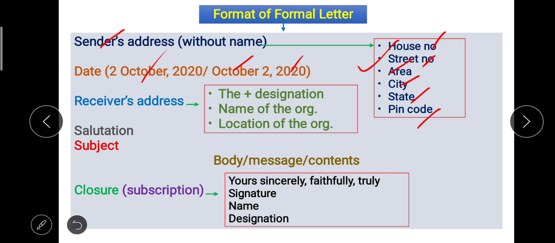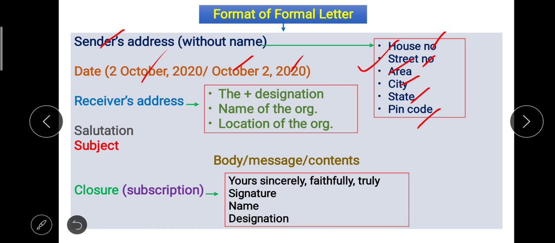Sometimes children just write 2/10/2020 or just simply 20. It's not accepted. Many times we try to contract the name of the month also, which is not approved by CBSE. CBSE demands the name of the month must be written in the expanded form, in its full form.